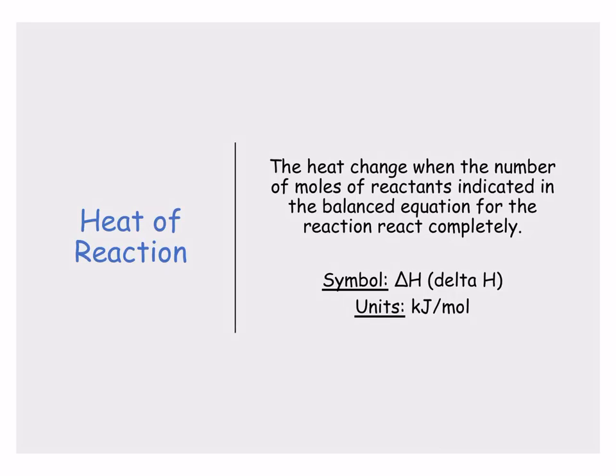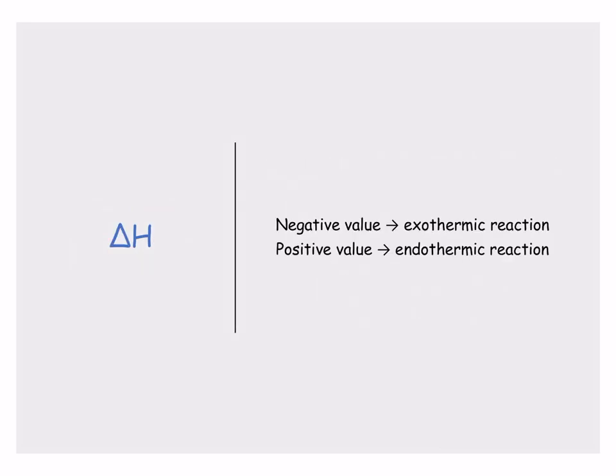Now, our symbols. Delta H. Delta H will show us that there's a heat change, and our units are kilojoules per mole. Now with delta H, we could have two values. We can have a negative value if delta H has a minus sign in front of it, so a minus number or a negative number. That means we have an exothermic reaction, heat is given out. If it is positive, it is an endothermic reaction, which means the heat is pulled in. The kilojoules, or kJ, are the SI unit for energy.